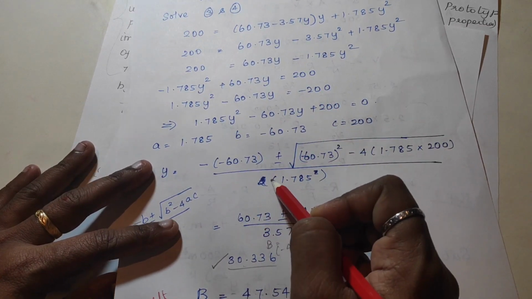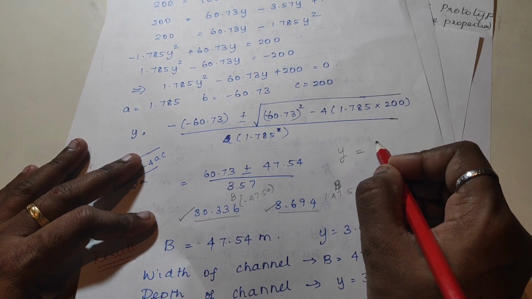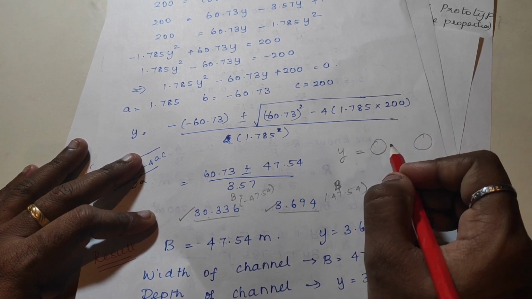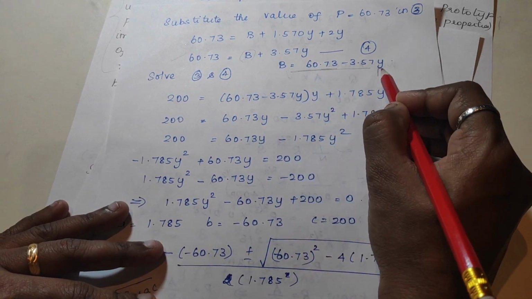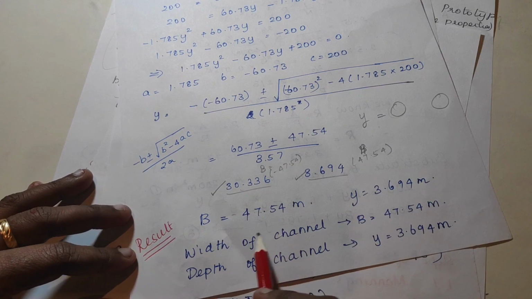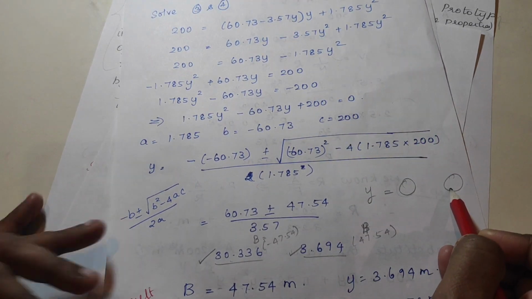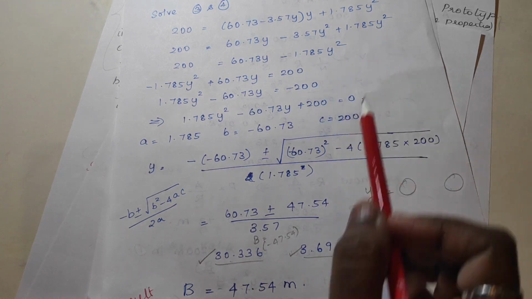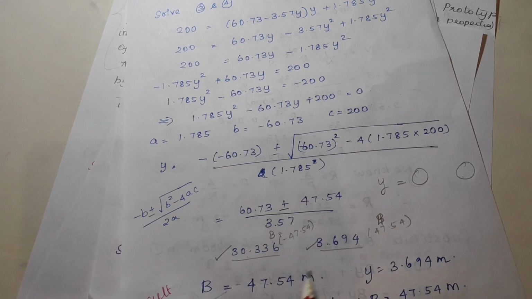By using the quadratic equation you can find out the value for y. You'll have two roots. Substitute the two roots in the B equation so that you will get B. Okay, this is your answer. Write down the result. One will be a positive root and one a negative root, so neglect the negative value and write the positive value.